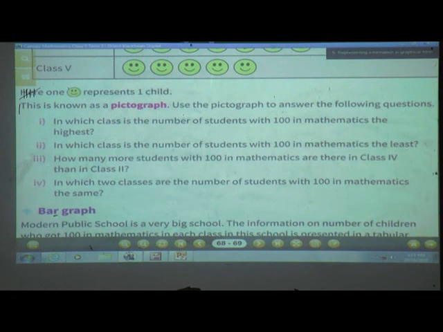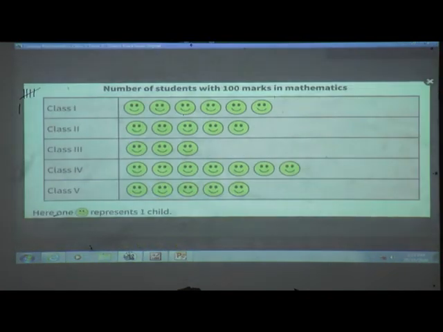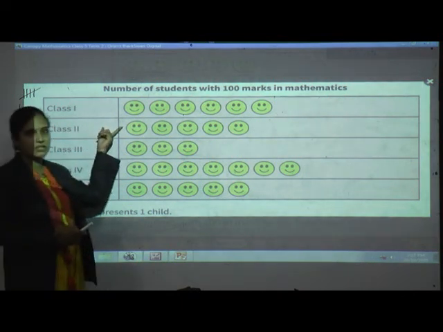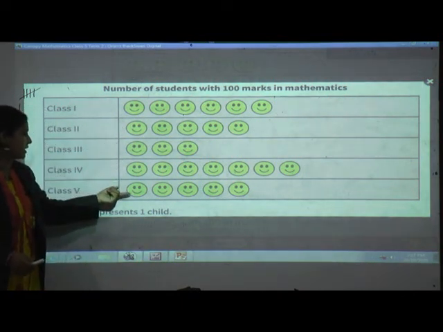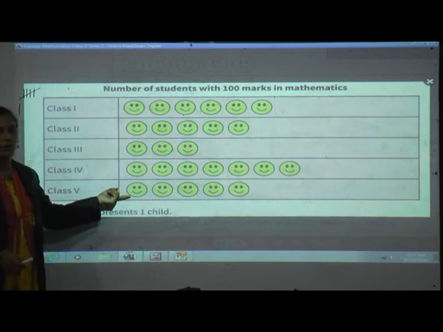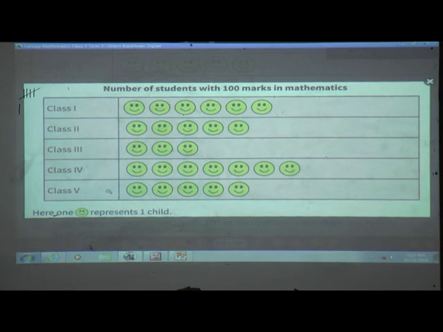Now, in which 2 classes is the number of students with 100 in mathematics the same? See, in which classes did students get the same number? Yes, students, in class 2 and in class 5. In class 2, 5 students got 100 marks, and in class 5 also 5 students got 100 marks. Okay, so all of you understood the pictograph?